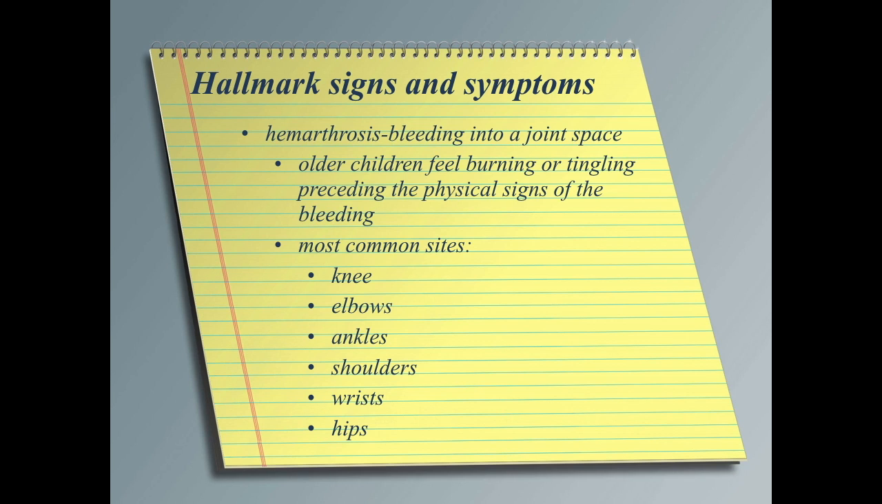The hallmark signs and symptoms is hemarthrosis, and this is bleeding into a joint space. Older children have reported that when they have a bleed into the joint space, they feel a burning or a tingling first, and then they feel the swelling and they see the swelling. The most common sites, and this is in a descending order, so this is the frequency of what joints you are going to see where these kids come in. Number 1 is the knee, number 2 is the elbow, and then those are all followed by ankles, shoulders, wrists, and the last is hips.